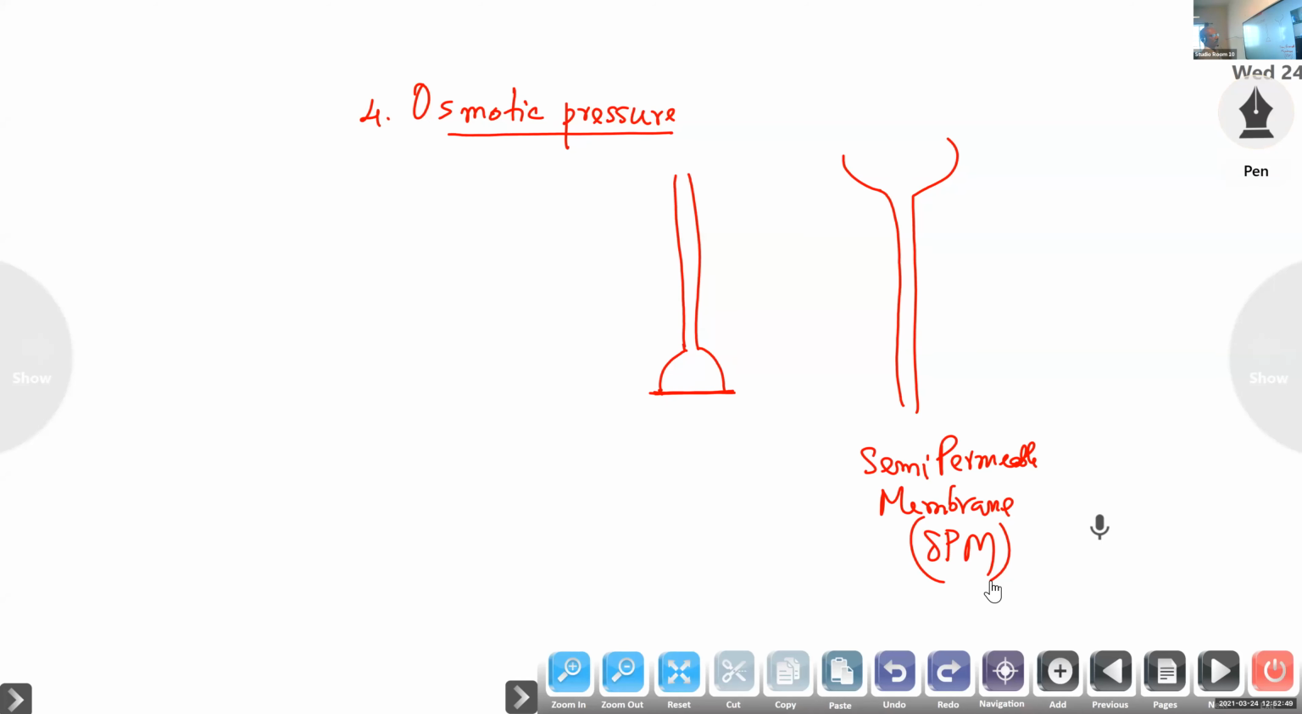For example, pig's bladder. It's a natural semi-permeable membrane. It's a natural filter. Pig's bladder or a parchment paper, leather, parchment paper. That is also a semi-permeable membrane. So the question arises, what is a semi-permeable membrane? You can write afterwards, just wait.